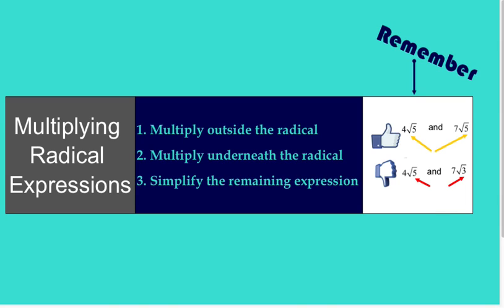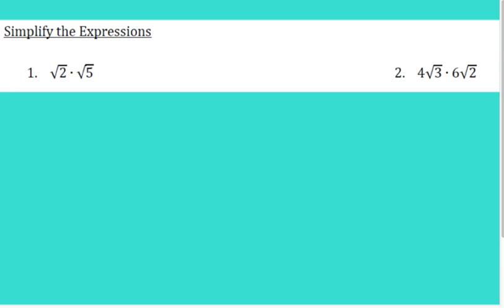Three things you've got to remember. Number one, multiply what's outside the radical. Multiply underneath the radical, and simplify what's left. Those are your three big things: multiply what's on the outside, multiply what's underneath, and then simplify it.